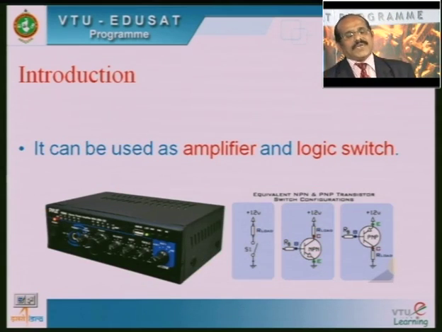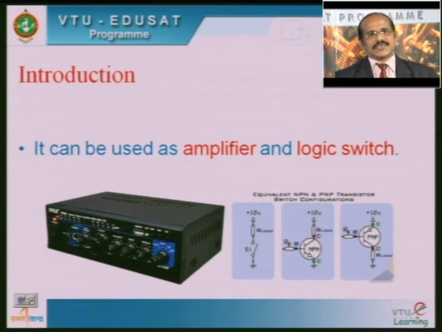And the BJT, the bipolar junction transistor, is used as an amplifier as well as a logic switch. When this bipolar junction transistor is used as a logic switch, we can have such a circuit as shown in this particular slide here.